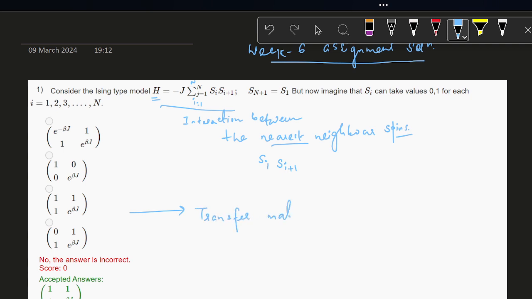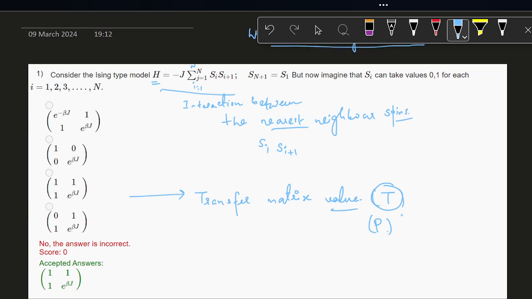Transfer matrix value. Sometimes people denote it by T, sometimes people also denote it by P. So there are different notations for it. We'll only follow one of them, and we'll probably use T as the transfer matrix notation. So let us try and begin to derive how we can get the transfer matrix for this problem.